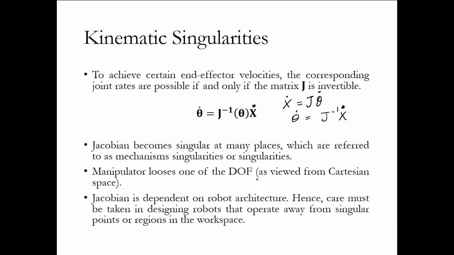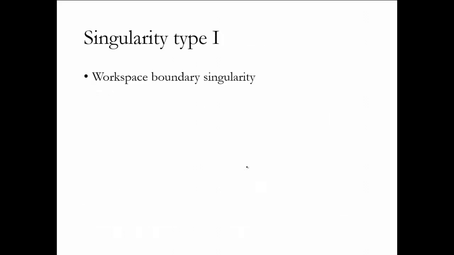So since the Jacobian is nothing but a function of the thetas, which means it's a function of the configuration of the robot, it's very important for designing robots. While we design robots, we need to be very careful that we don't operate in the singular regions. Now, singularity is of two types.